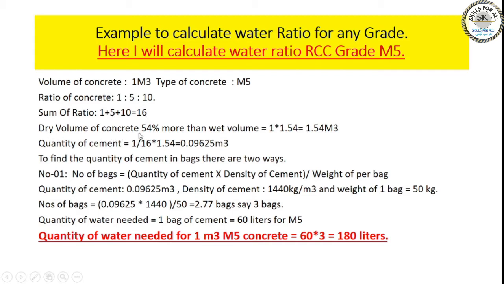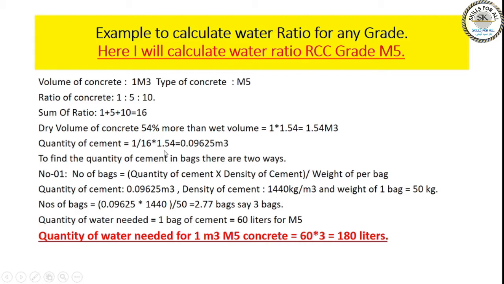Dry volume of concrete is 54% more than the wet volume. This is the wet volume that we have. So we will multiply by 54%, we will add it, and it will become 1.54.